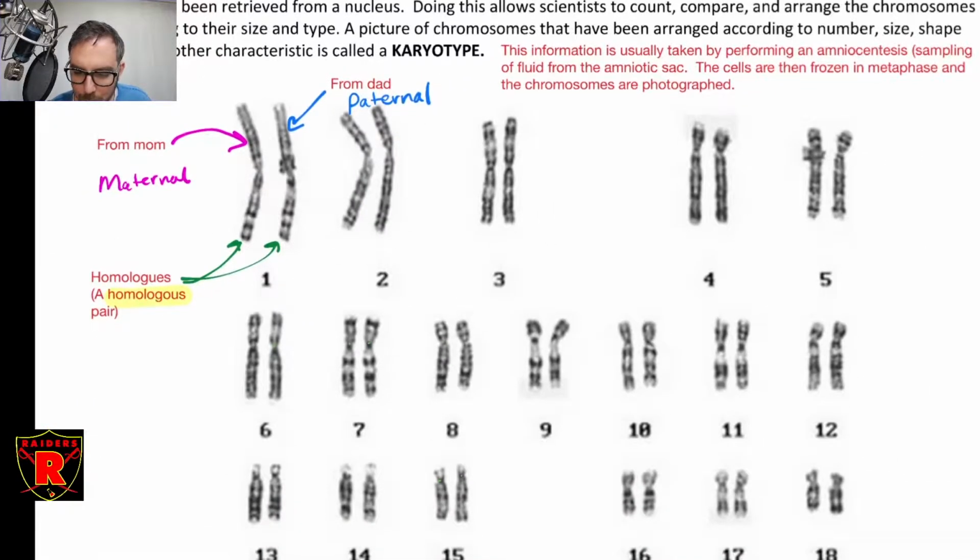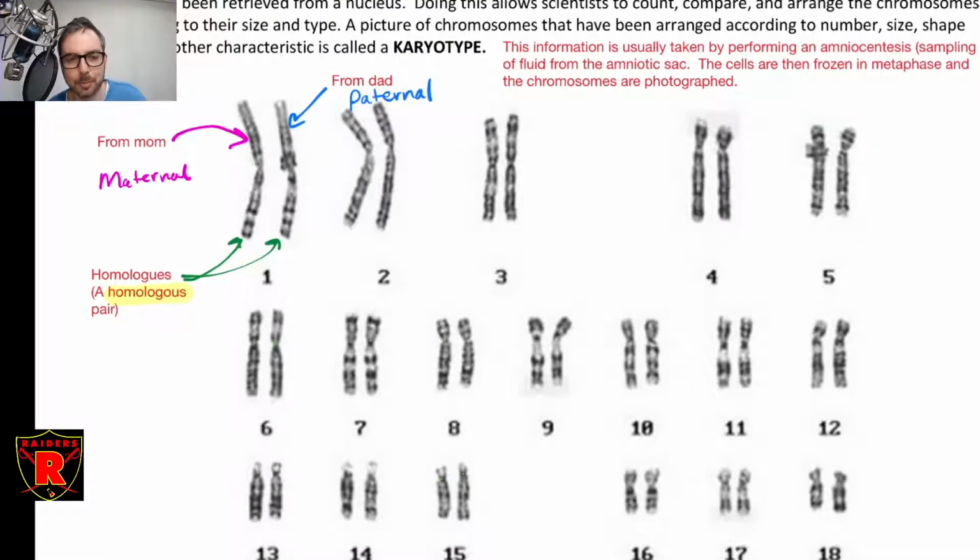Okay. What I wrote up there in red is just what I just said about how you take a sample from the amniotic fluid. And you can use some chemicals to freeze the cells in metaphase, break them open, and take a picture.